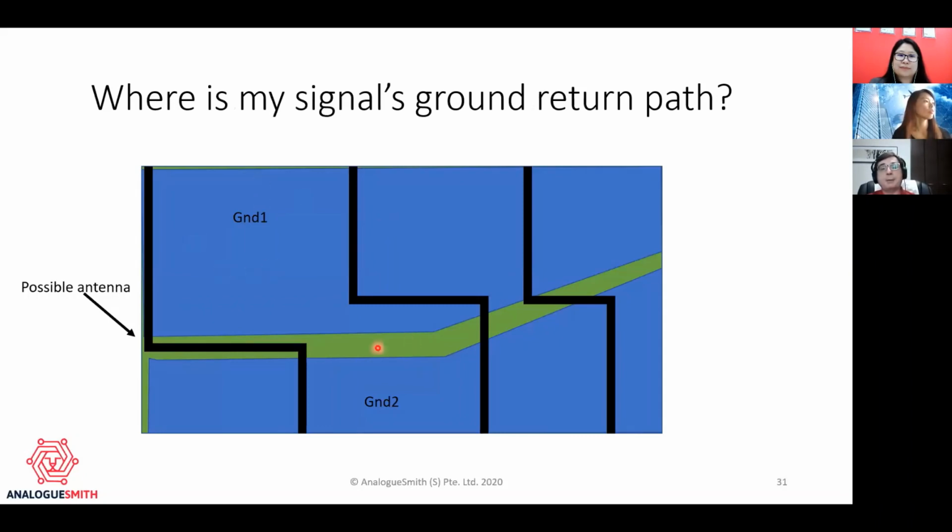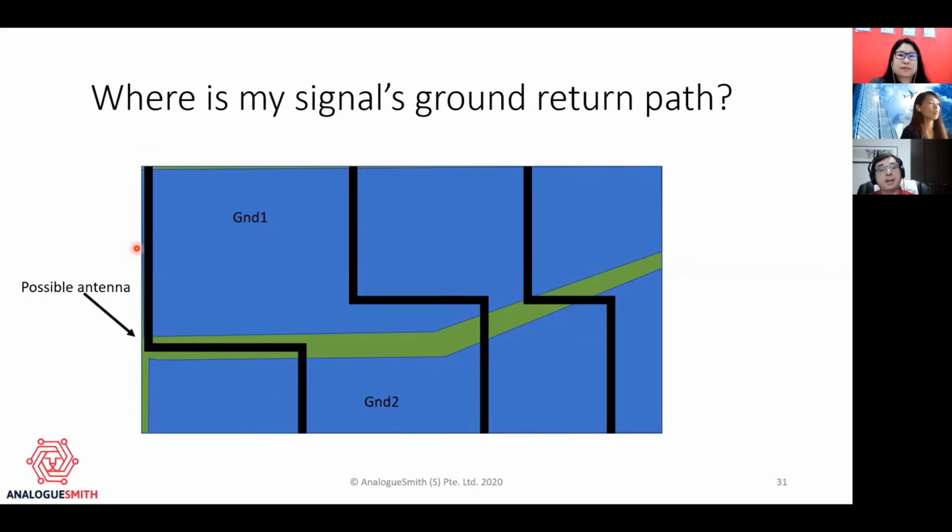We have two grounds, and this is very common. You've got grounds you don't want to mix. So we've got two grounds, but we have signals crossing both. How's the current going to get back here? The answer is it's going to find whatever route it can, and that may well be through the power supply itself. So it may have to go off board and back on board to be able to do that path.